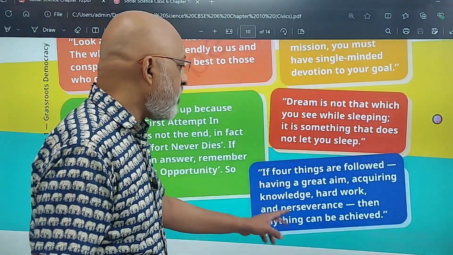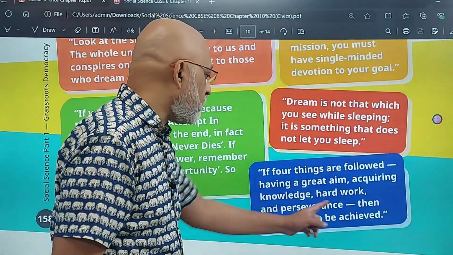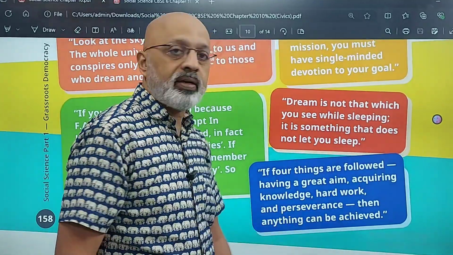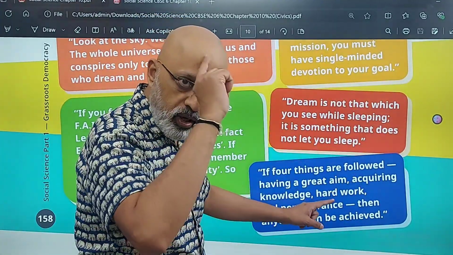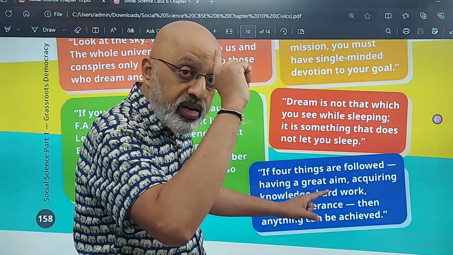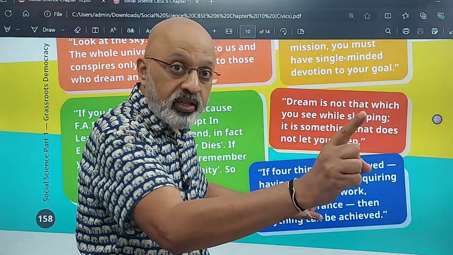If 4 things are followed, having a great aim, acquiring knowledge, hard work and perseverance, then anything can be achieved. अगर ये 4 चीजें हो, okay, निशाना हो कि मेरे को अर्जुन को मछली की आंख के अंदर ही दिखता था और कुछ नहीं दिखता था.